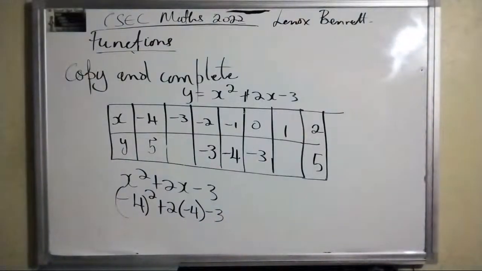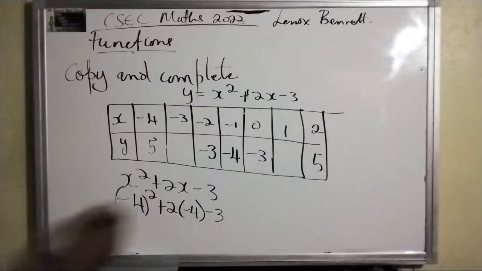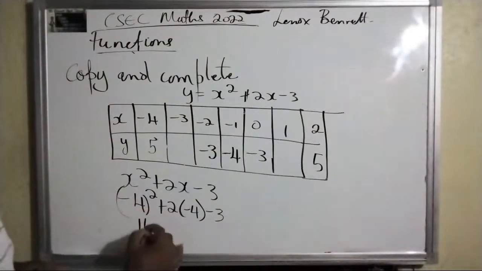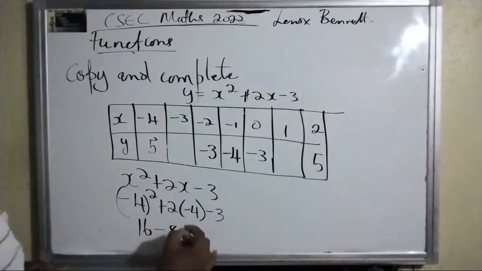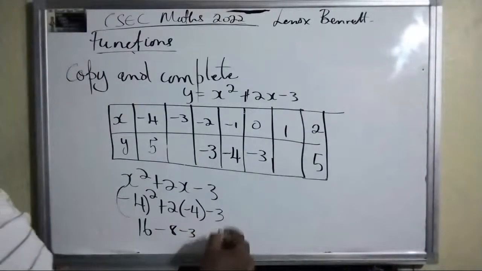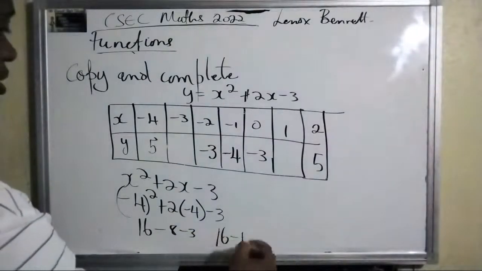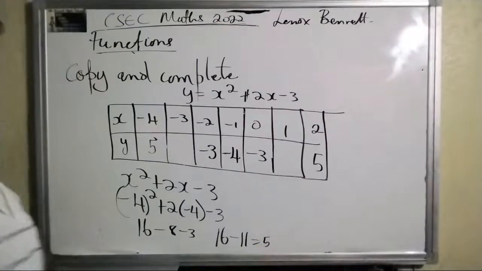Alright, so negative 4 squared gives us 16. 2 times negative 4 is minus 8, minus 3. Right, so this will be 16 minus 11. So this is 5. So we know it's correct, right?